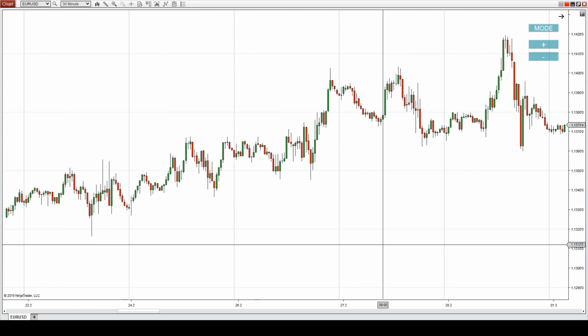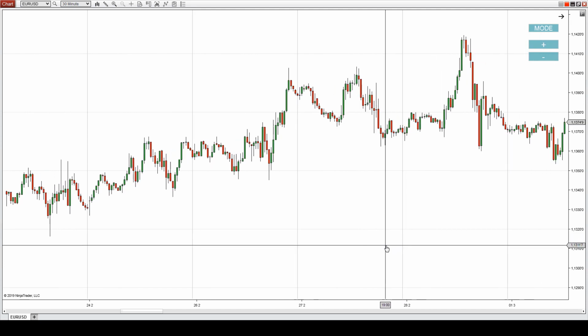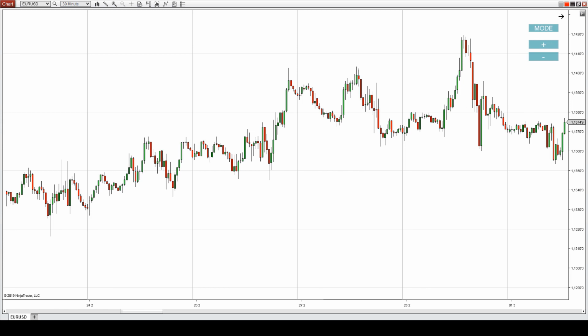Okay, so volatility is higher now. And as you can see, the price is again bouncing from the level where the strong rejections of higher prices were.